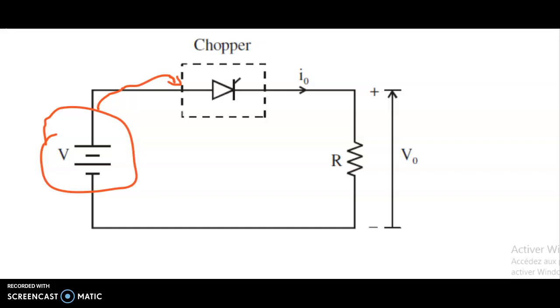So from this diagram, whether it's step up or step down, we are going to see based on the comparison between V and V naught. So if V is bigger than V naught, it's a step down. If V naught is bigger than V, then it's a step up chopper. All right.